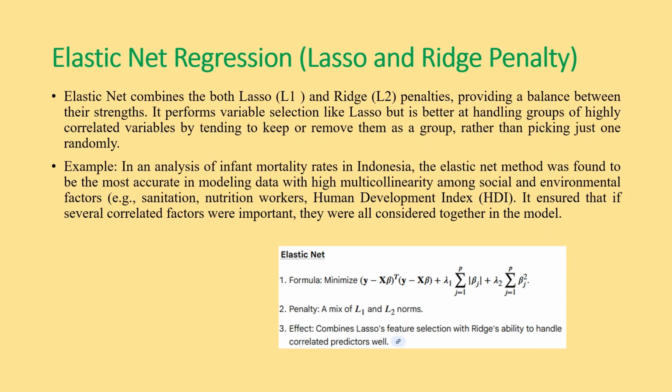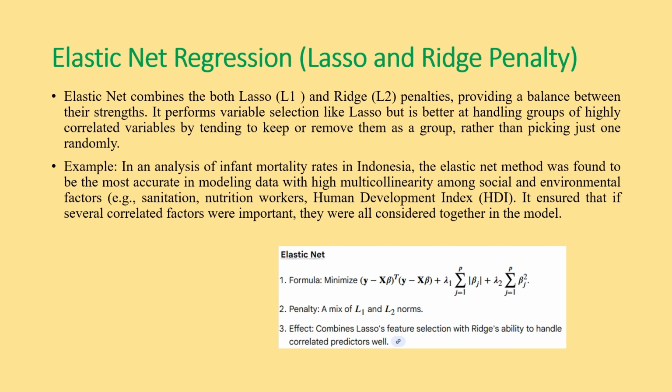Elastic net regression, lasso and ridge penalty. Elastic net combines both lasso and ridge penalties, providing a balance between their strengths. It performs variable selection like lasso but is better at handling groups of highly correlated variables by tending to keep or remove them as a group rather than picking just one randomly.